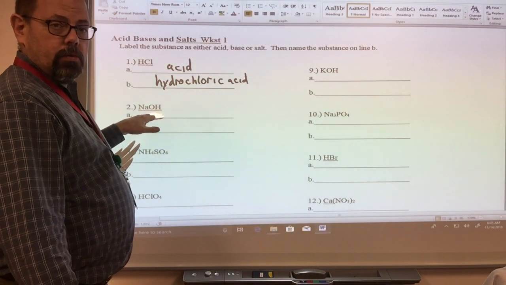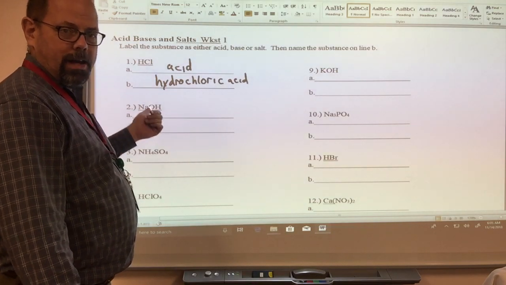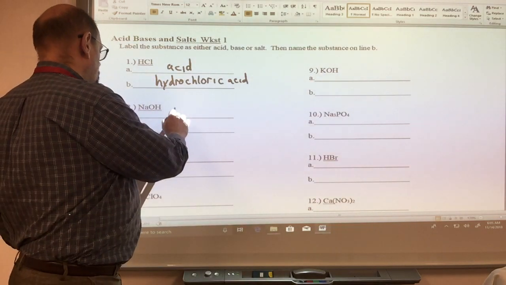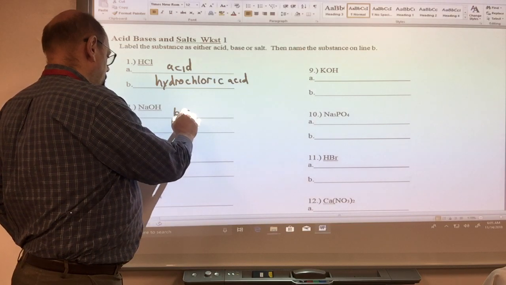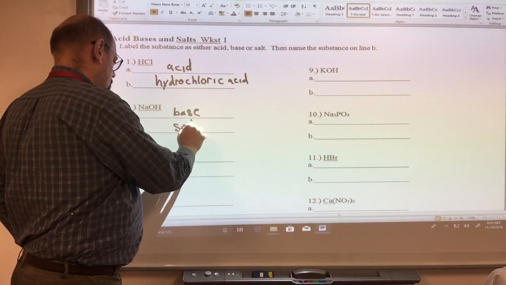If it's a base, you don't worry about changing the name. It's just the name like we did for the ionic compounds, sodium hydroxide. So this is a base. It's got an OH group. That's what makes it a base. And that is sodium hydroxide.